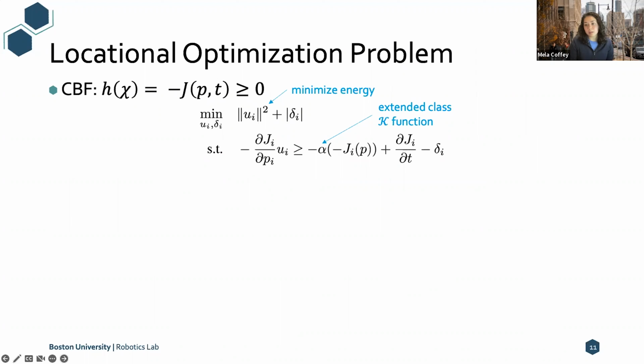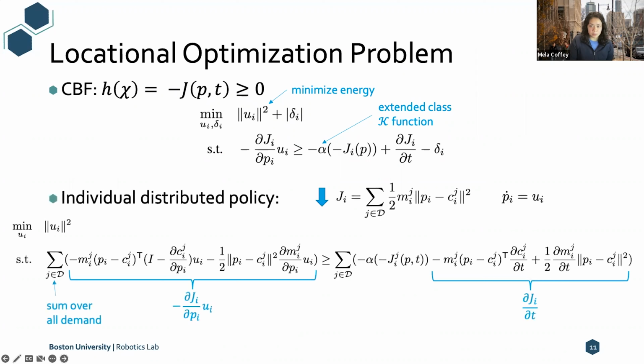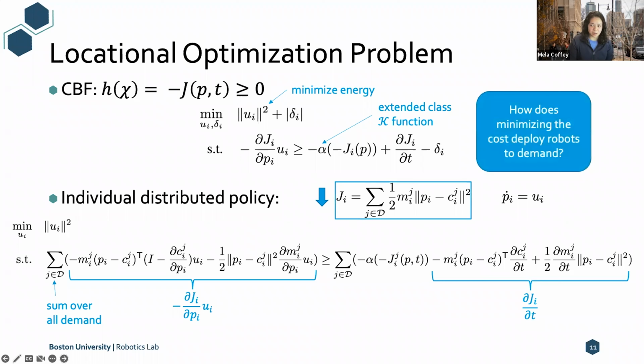Here we're minimizing the input or minimizing the energy subject to this CBF constraint, where alpha is an extended class K function, and then taking our cost function and allowing the robot's single integrator dynamics, we reformulate the problem to this kind of ugly formulation here. So now the question is, how does minimizing the cost deploy robots to demand? In other words, how do we define the density function such that as the robots meet the demand, the cost decreases?